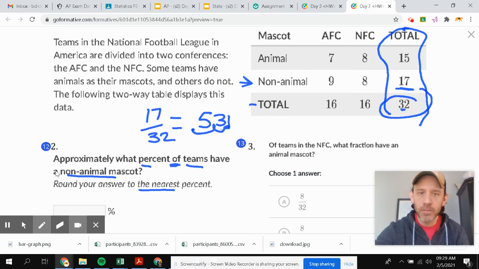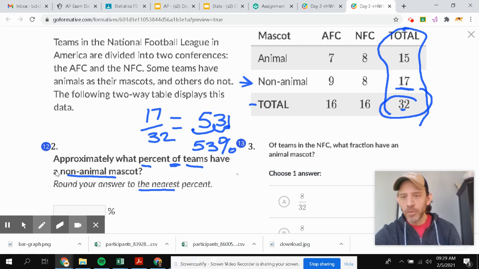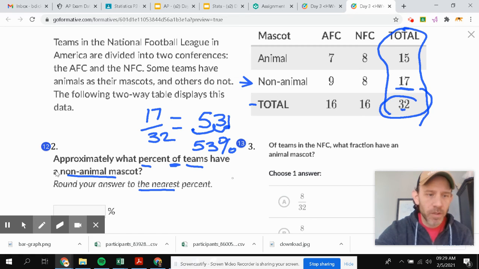And since it's the whole number, I'm going to round. The 1 is not going to change that 53. So the answer here is 53%. Okay, so remember that when you're rounding for the next problems.